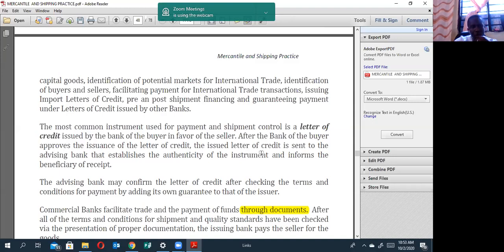So the most common instrument used for payment and shipment control is the LOC, that is the letter of credit, which is issued by the bank of the buyer in favor of the seller. So after the bank of the buyer approves the issuance of the LOC, the issued LOC is sent to the advising bank that establishes the authenticity of the instrument, and thereby informs the beneficiary of that particular receipt. Now, the advising bank may confirm the letter of credit after checking the TOC, that is the terms and conditions, for payment by adding its own guarantee to that of the issuer.